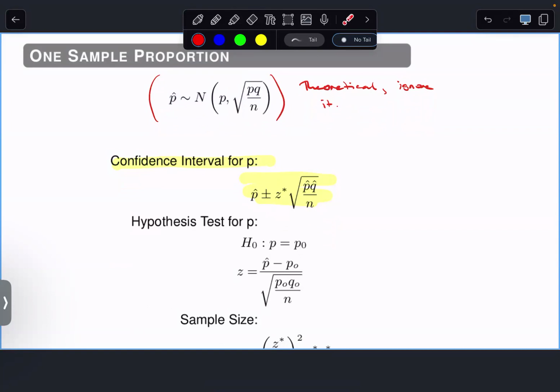Okay, so we've got this confidence interval, and we talked about in general what a confidence interval is last day. We said, okay, I have my best guess, which is my p hat. That's my best guess for p, my population proportion. That's all I know, okay?